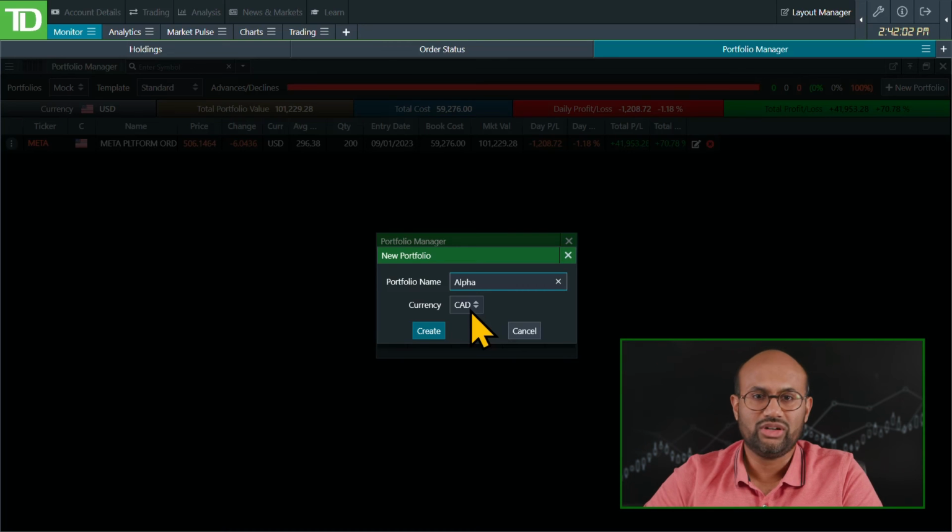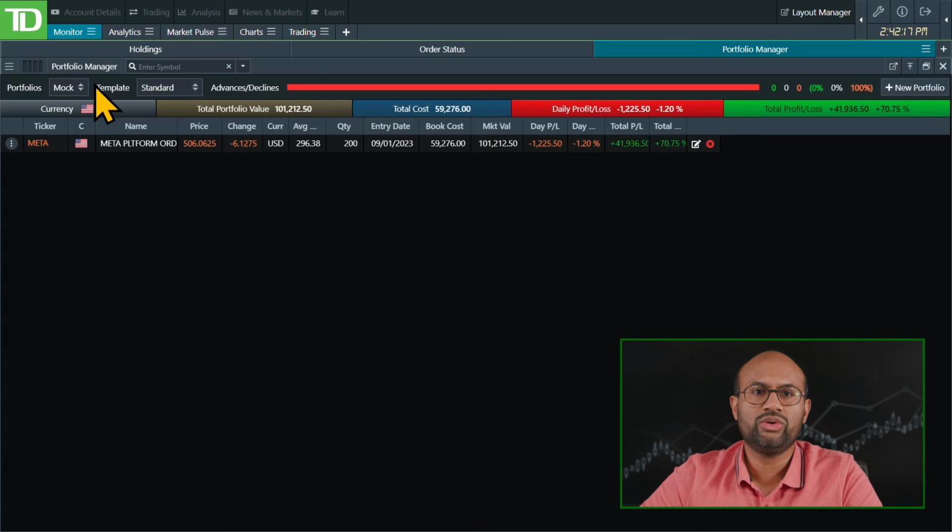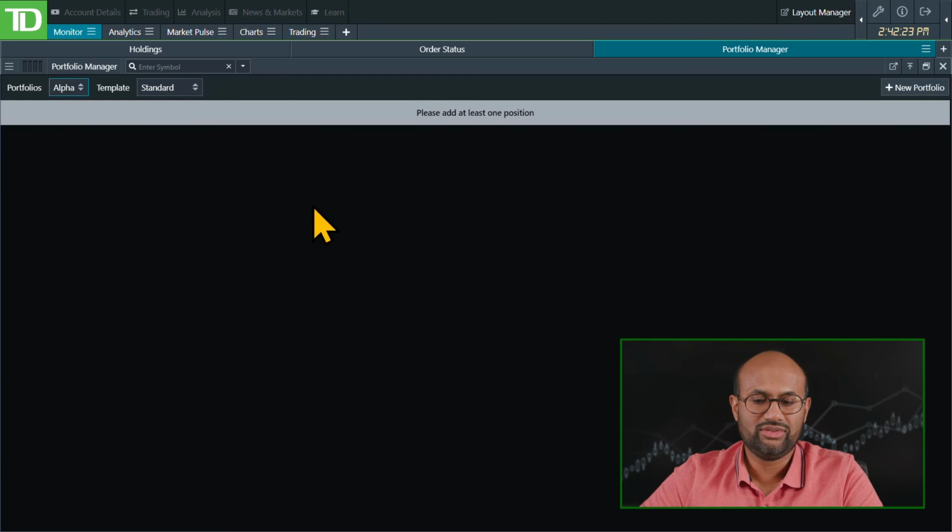Well, we'll just call it alpha to keep it simple. You can choose what currency you want it displayed in. Let's say we want to choose USD, since it'll be a majority of US stocks, and we can just hit create. Once you hit create, it's going to be set up there on the new portfolio. Now, what we want to do is call up that portfolio over here, and you can see that we don't currently have any positions in there.